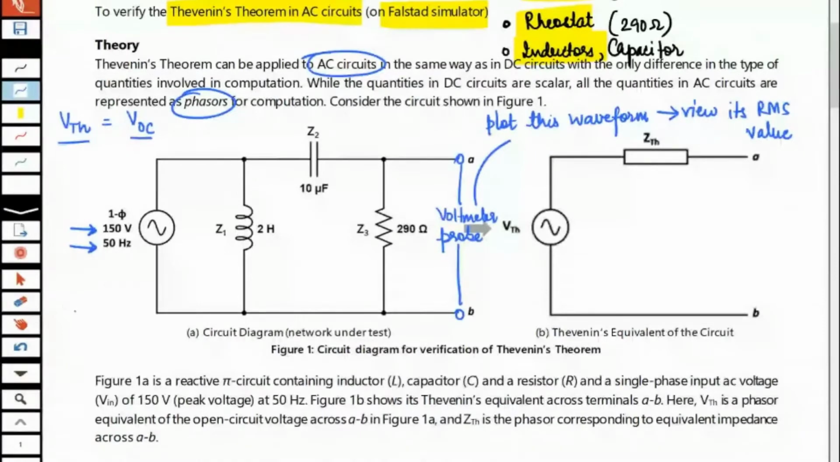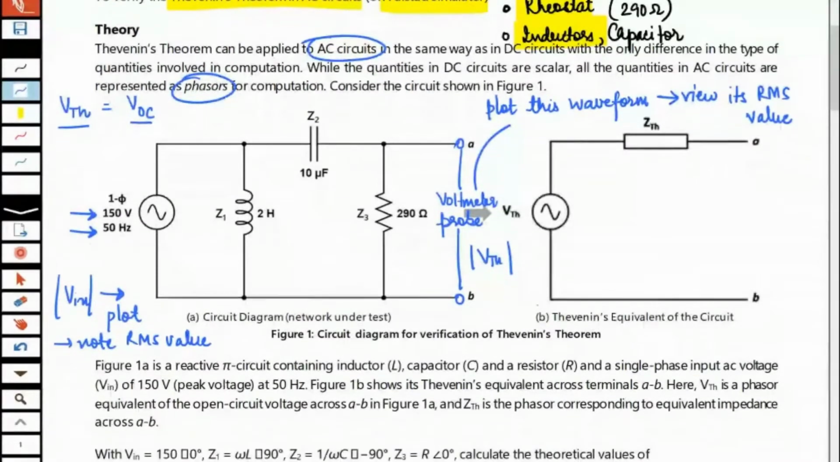Now here again, V input का मैग्नीट्यूड लेने के लिए आपको क्या करना पड़ेगा? रूट 2 से डिवाइड करना पड़ेगा। 150 नहीं ले सकते, right? So you can directly divide it by root 2 or just plot it. Note the RMS value, because RMS value वहां पे लिख के आती है, right, waveform में. That is going to be your mod Vin, and the RMS value across this point, that is what is going to be your VTH.